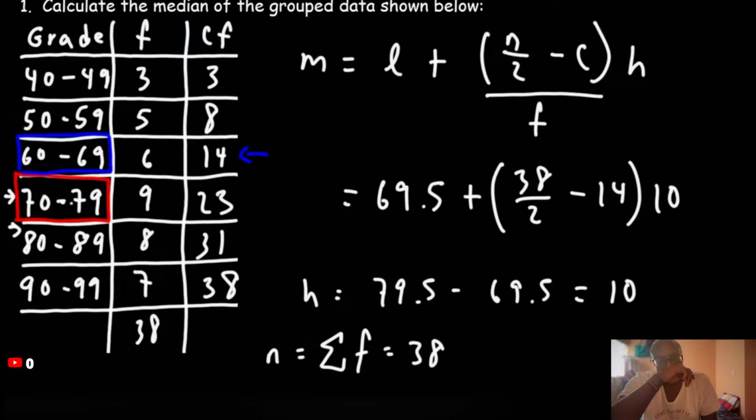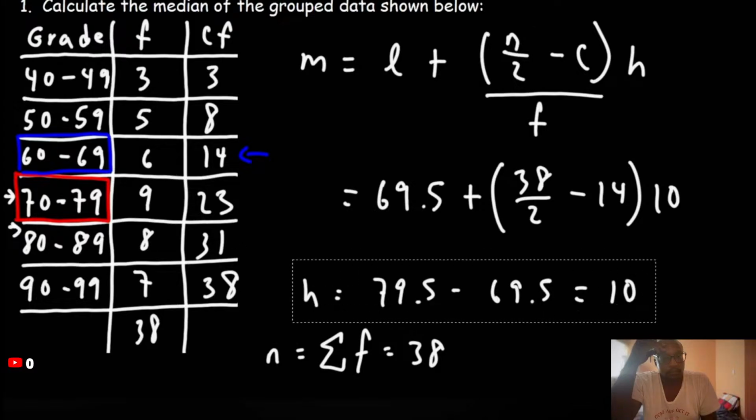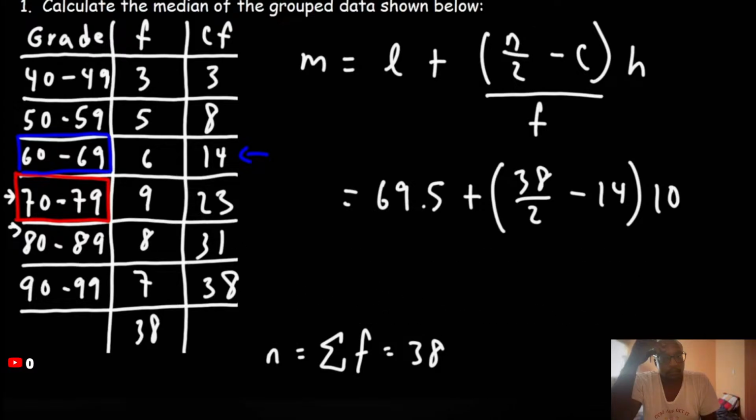H is 10. So it's not 79 minus 70, which will give you 9. The only way that's going to work is if these two numbers are the same. And if those two numbers are the same, then you could do that. It will lead you to the same answer. But when they're different, you need to see it this way. So now that we have the size of the interval, we just need to divide everything by f. F is the frequency of the median class, which we can see is 9.